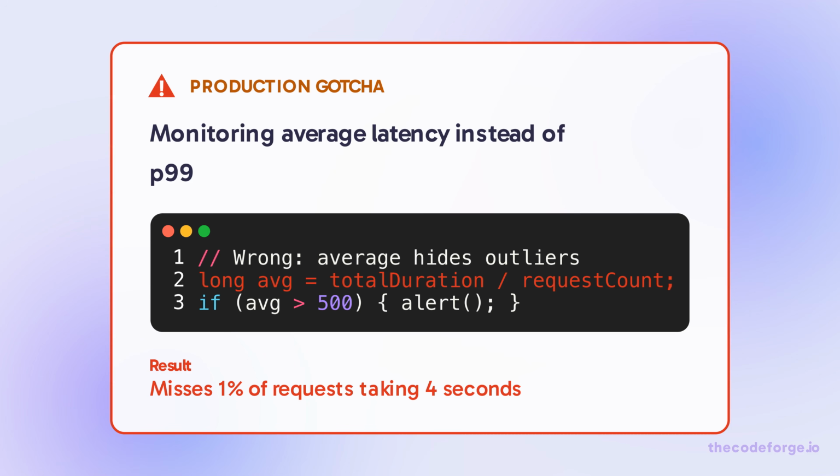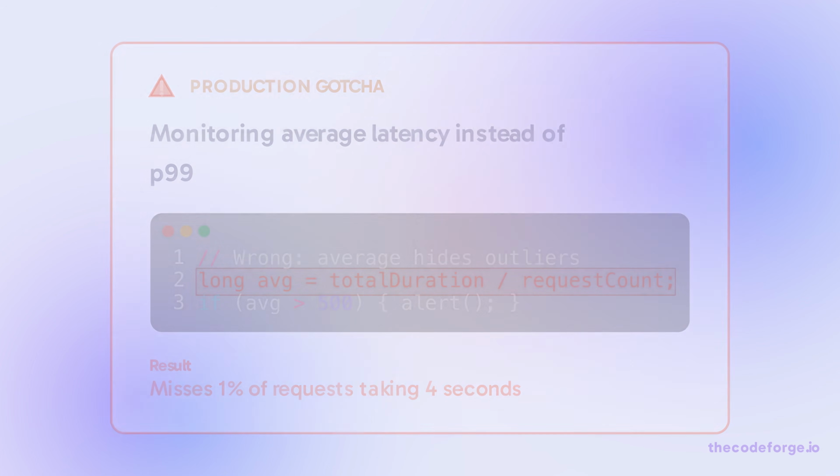Average latency hides outliers. A service could have 1,000 requests at 1 ms and 1 at 1,000 ms, average 2 ms, but 0.1% of users had a terrible experience. Always track p99 latency for user-facing SLOs.